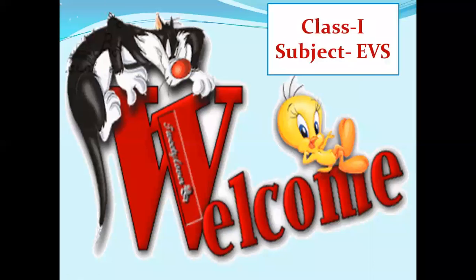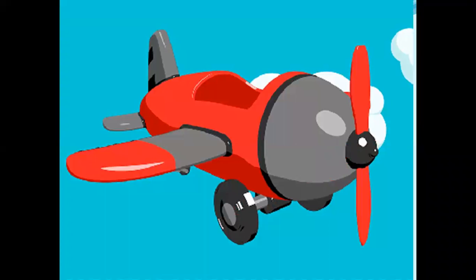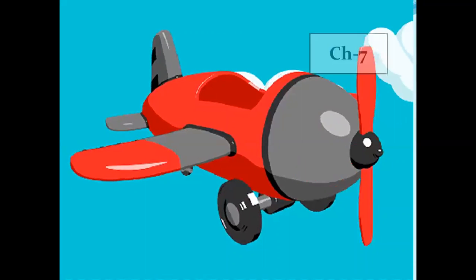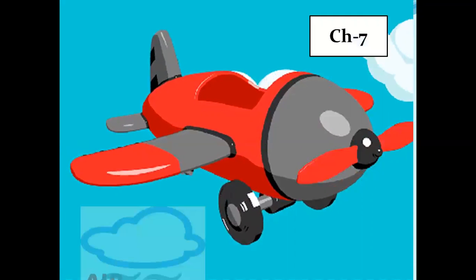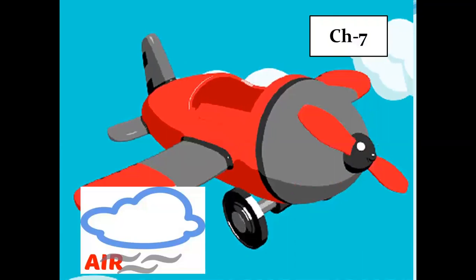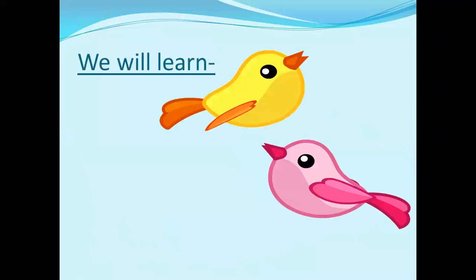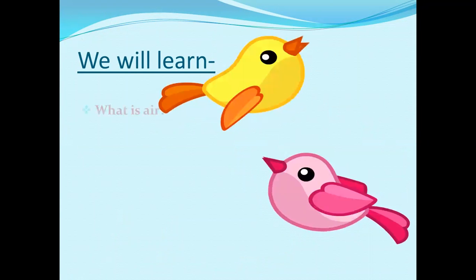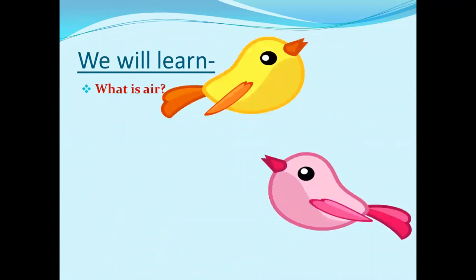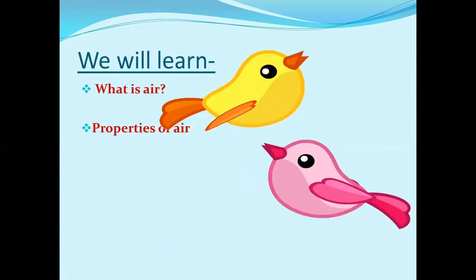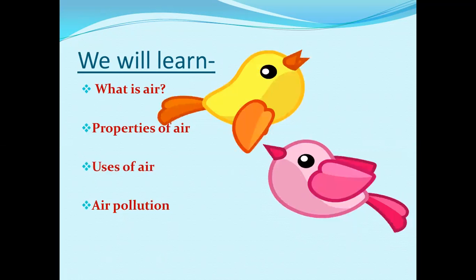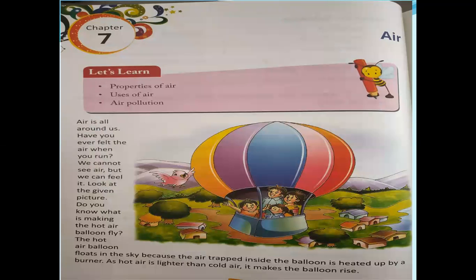Myself, Bandana Kumari, and today I am going to teach you a new chapter from your EVS textbook, Chapter 7, and the name of this chapter is Air. What will we learn from this chapter? We will learn what is air, properties of air, uses of air, and air pollution. So, here is Chapter 7, Air.